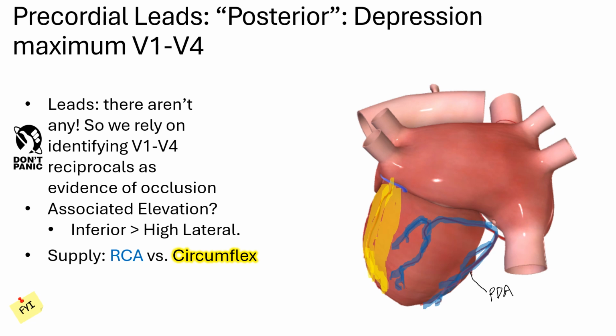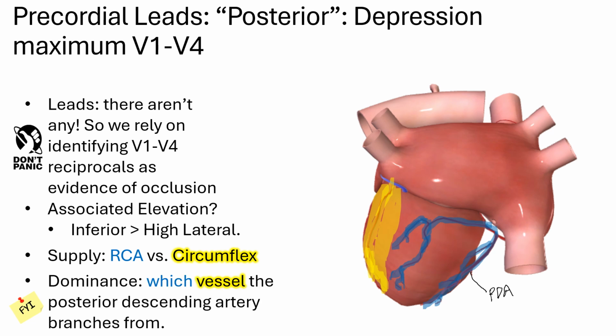Dominance, for your information, refers to which vessel the posterior descending artery, labeled on the right, branches from. If it's right dominant, then the PDA descends from the right coronary artery, like here. If it's left dominant, it branches from the circumflex.